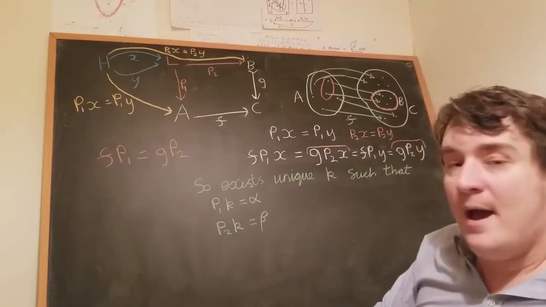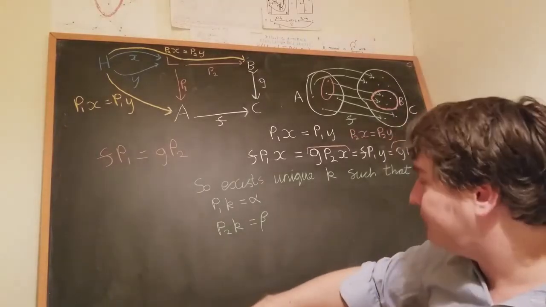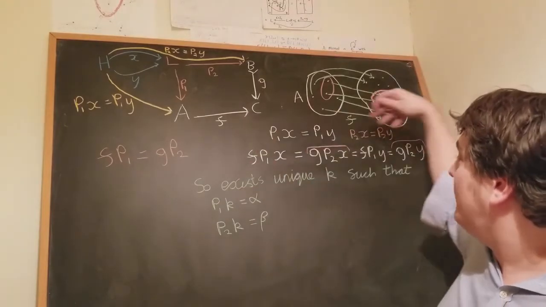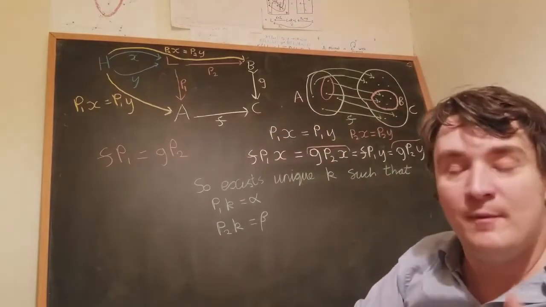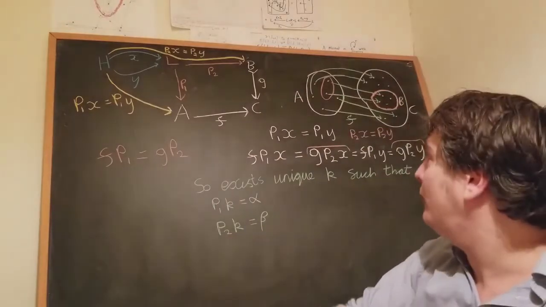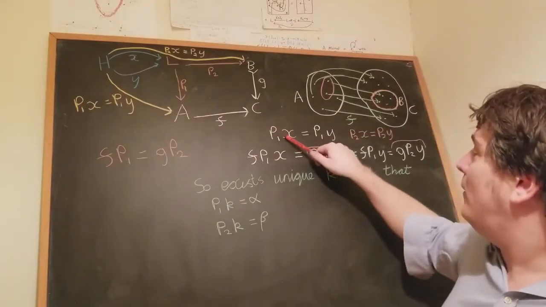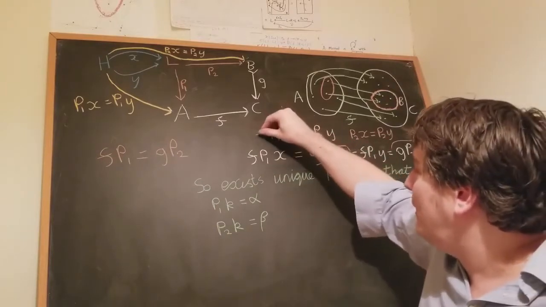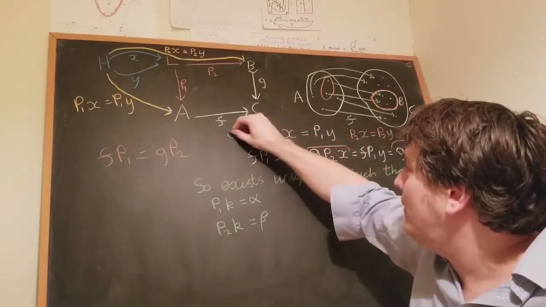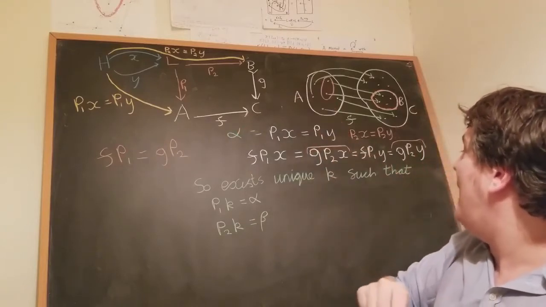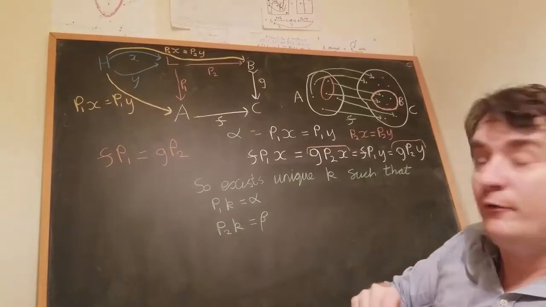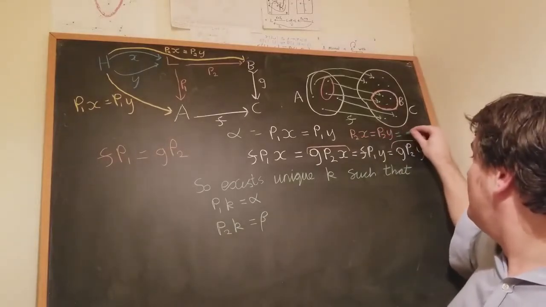Okay, so I want to introduce some new symbols just to make it easy to think about. We know we have P1 after X is P1 after Y, so let's call either of those things alpha. And we also have P2 after X equals P2 after Y, so let's call either of those things beta.